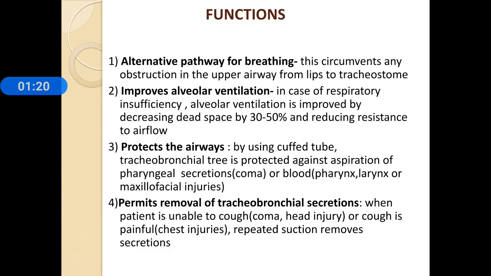When you use a cuffed tracheostomy tube, the tracheobronchial tree is protected against aspiration of the pharyngeal secretions, especially when the patient is in coma, or aspiration of blood, especially in the case of injury involving the pharynx, larynx, or maxillofacial area. And the fourth function is it permits removal of tracheobronchial secretions. So when the patient is unable to cough, especially in patients who have head injury or coma, or the cough is painful, as in the case of chest injury, fractures of the rib, then suction can be done via the tracheostomy to remove the secretions. So these are the four primary functions of a tracheostomy.